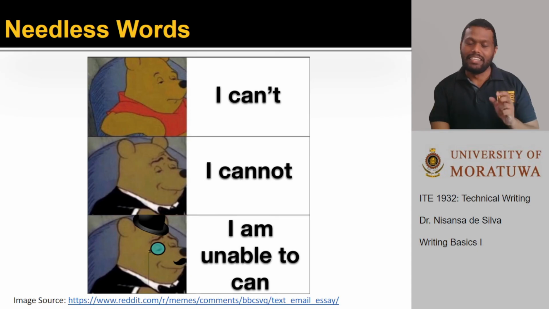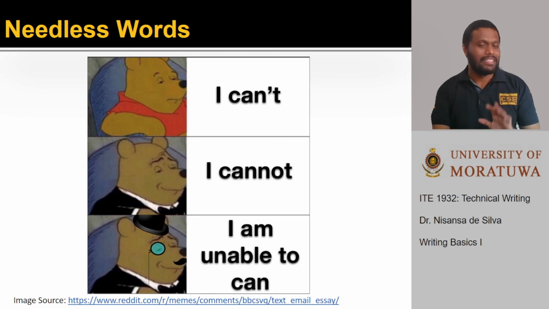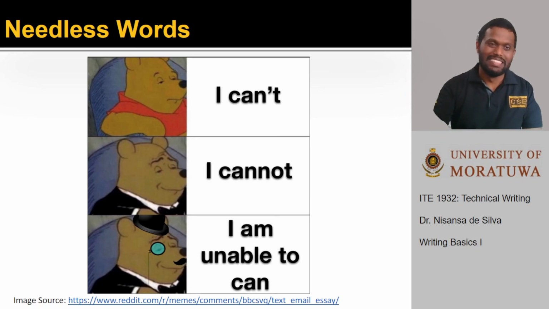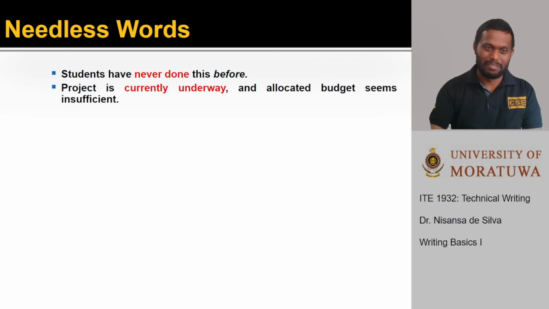In fact, in technical writing, what we expect is that you be descriptive enough that it is understandable, but avoid needless words. So it is agreeable that saying I can't might not be acceptable in technical writing, but it is enough to say I cannot. You do not need to use needless words.